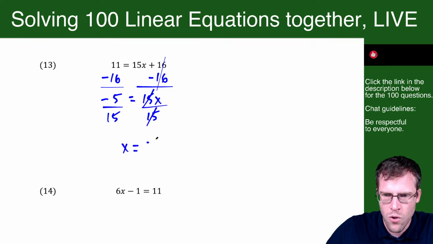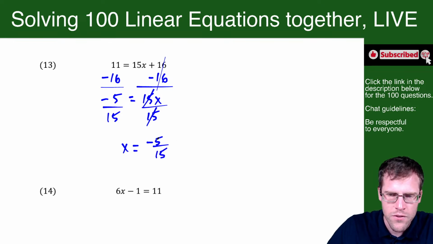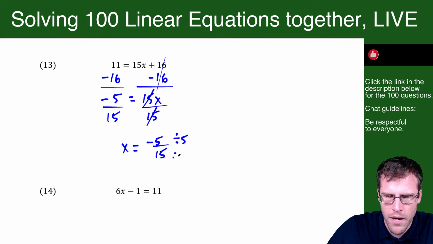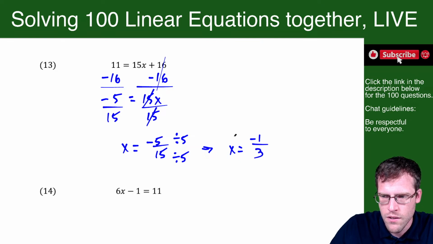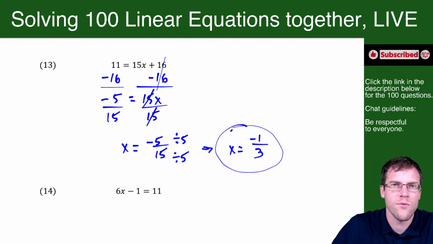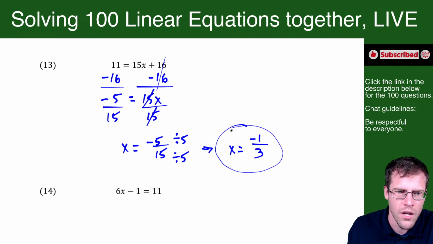So here, don't leave your answer as negative 5 over 15. Most teachers are going to want you to simplify. So notice the top and bottom have common factors of 5. So I would divide the top and the bottom by 5. Okay, and this will tell us here that x equals -5 divided by 5 is -1 over 15 divided by 5 is 3. Okay, so x equals -1/3 would be our answer.